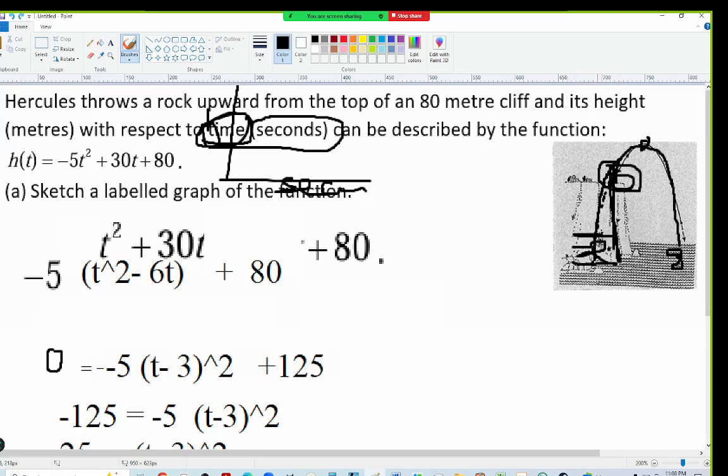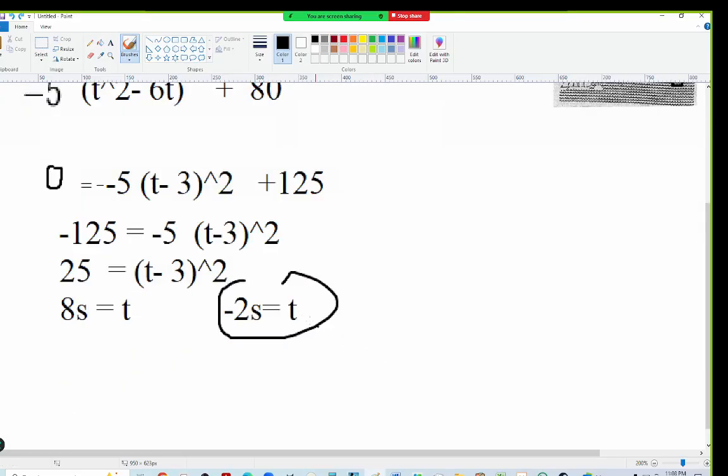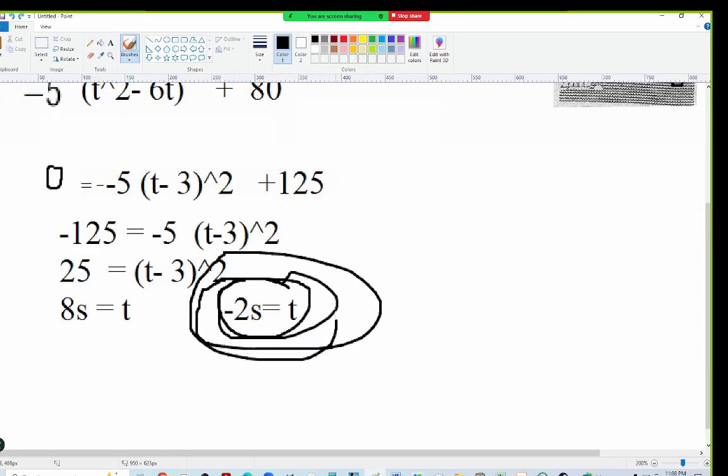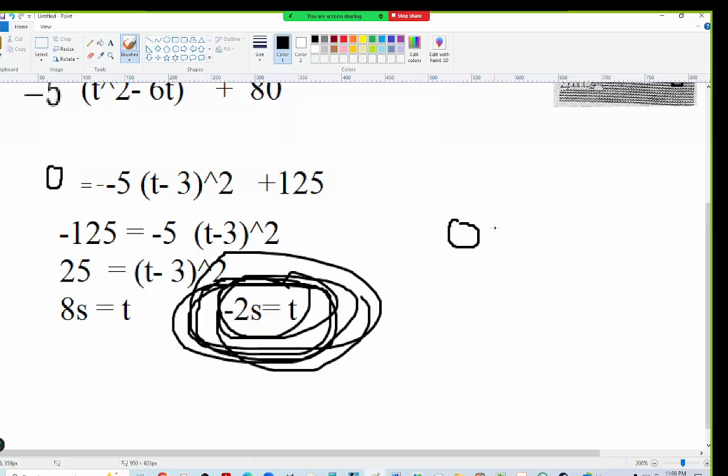Because you can't go back in time. Yes, you can't go backwards in time. We're only measuring from 0 seconds to when it hits the water. When does it hit the water? 8 seconds. So that's the domain.